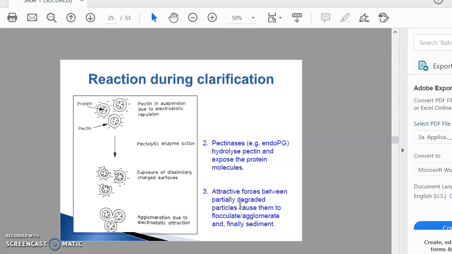So this is the pectinase. It can hydrolyze pectin and expose the protein molecules, and also attractive forces between partially degraded particles cause them to agglomerate and finally sediment. So you can separate the juice and the sediment.